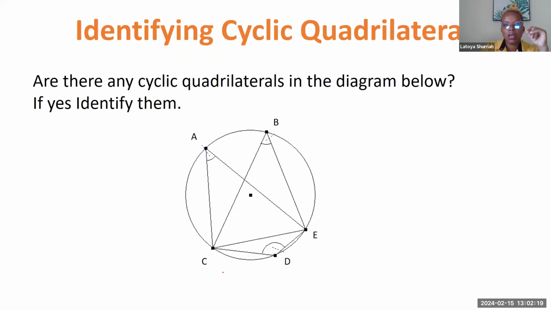So I want you to look at this diagram. Can you identify any cyclic quadrilateral in this diagram? Using the 4 letters, type in the chat.